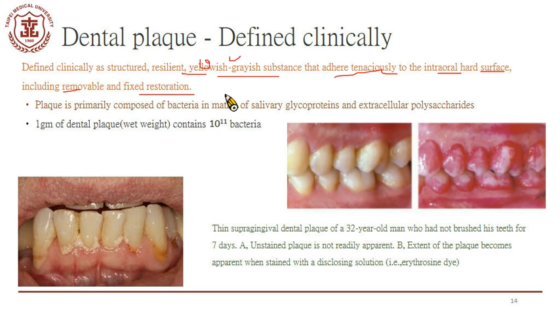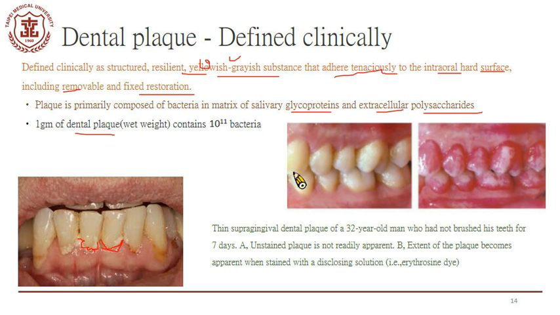So plaque is primarily composed of bacteria in a matrix of salivary glycoproteins and extracellular polysaccharides. And 1 gram of dental plaque contains around 10 to the 11th bacteria. That's a huge amount of bacteria, just 1 gram. If you have seen the sugars that come in the tiny bags at Starbucks, that's 1 gram. That's almost nothing. Usually it will look yellowish, and will be supragingival and sometimes subgingival, around the connection between the marginal gingiva and the teeth.